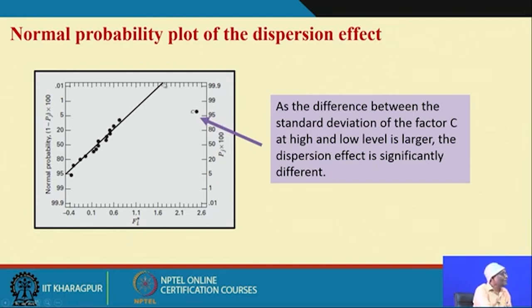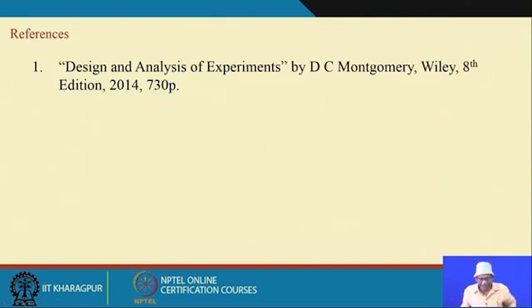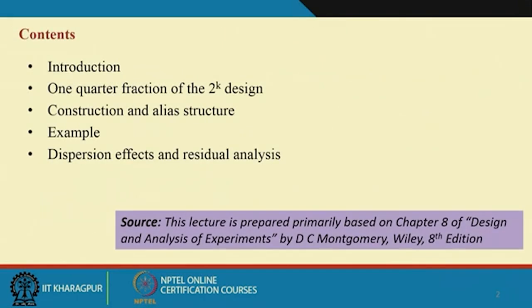You see that all other values are following the straight line, but C is very far away. As the difference between the standard deviation of factor C at high and low level is larger, the dispersion effect is significantly different for the C high and C low case. So, these are the ways from the interpretation point of view. So, let me conclude this section.